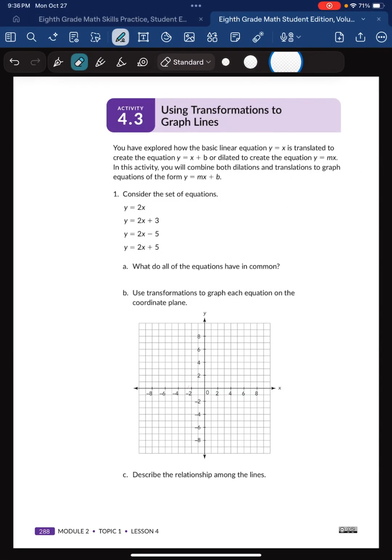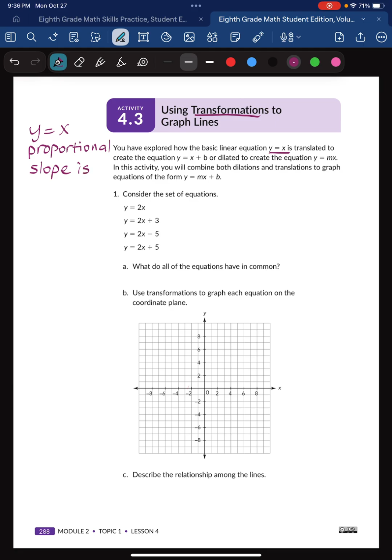All right, so we are going to look at what happens when we use a transformation to graph a line. So I want you to notice that we've got y equals x. Y equals x is our basic proportional relationship where the slope is 1 because we have that invisible 1 in front of the x. So what about if we add to it or dilate it so that we can get something completely different?